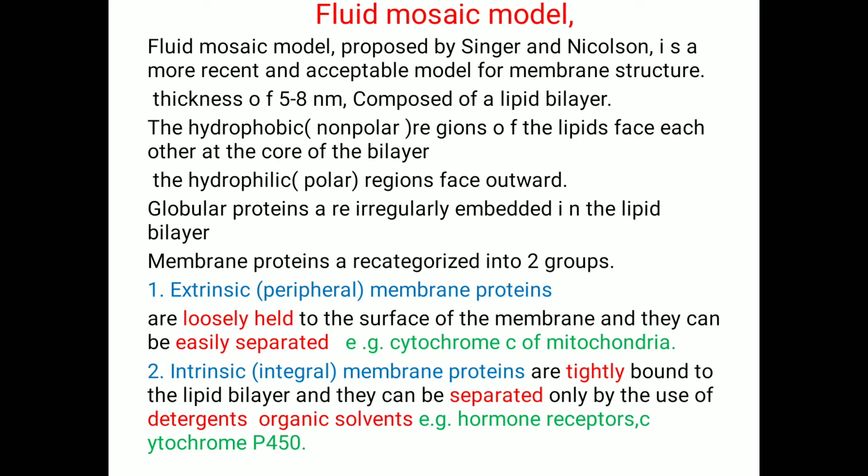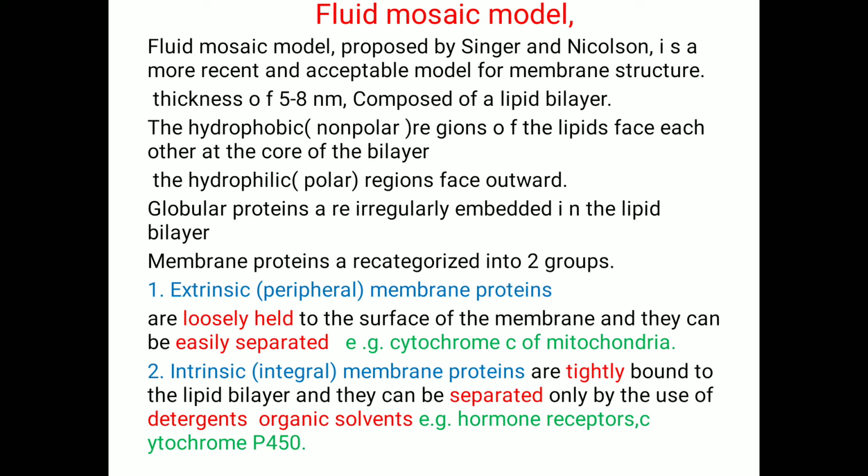Since they are present in the membrane, such proteins are called membrane proteins, and there are two types of membrane proteins: extrinsic proteins and intrinsic proteins. Extrinsic membrane proteins are also called peripheral membrane proteins because they are present on the periphery only. These are loosely held to the surface of the membrane and they can be easily separated.